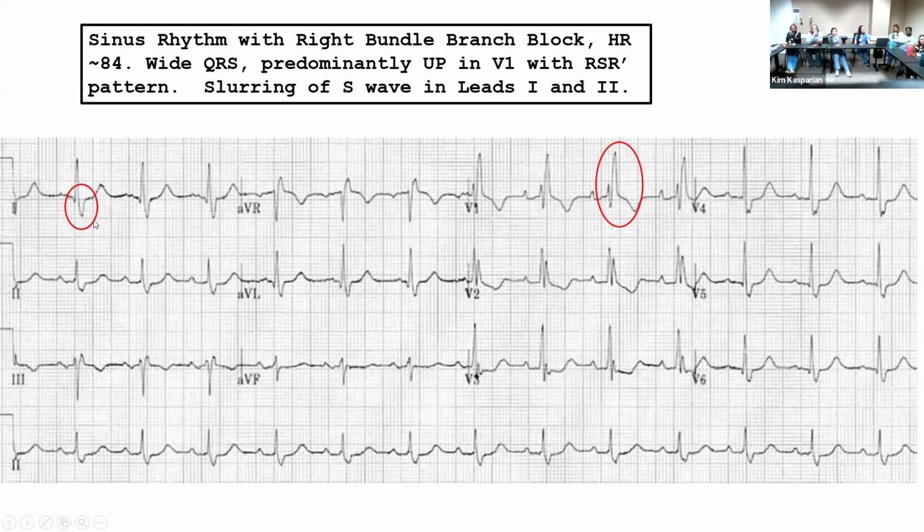And then you're usually going to see this slurred S wave in lead 1 as well. And so if you have all those three things, you can be pretty confident that it's a right bundle branch block. They're pretty benign. They're pretty common. Doesn't usually mean you have to do anything differently.